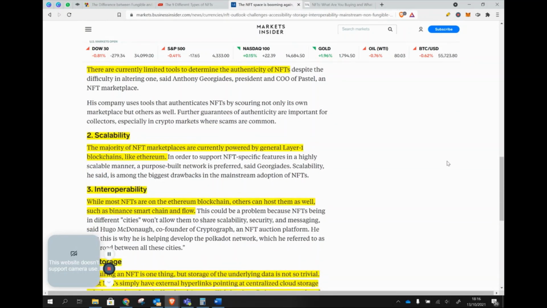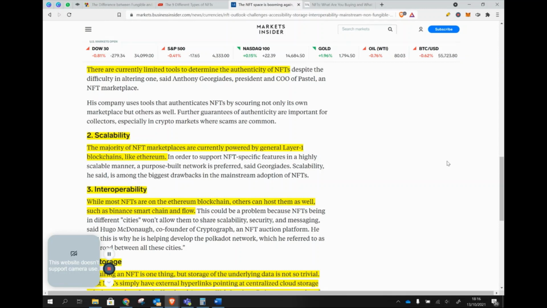Then scalability. The majority of NFT marketplaces are currently powered by general layer one blockchains like Ethereum. The problem with layer one blockchains is that they're very costly, so they're very expensive. So we're waiting now for updates on layer two, and there is a video that I will leave below, which I made earlier, to show that scalability is a problem because it creates a barrier to entry, because people don't want to have high fees for exchanging NFTs.